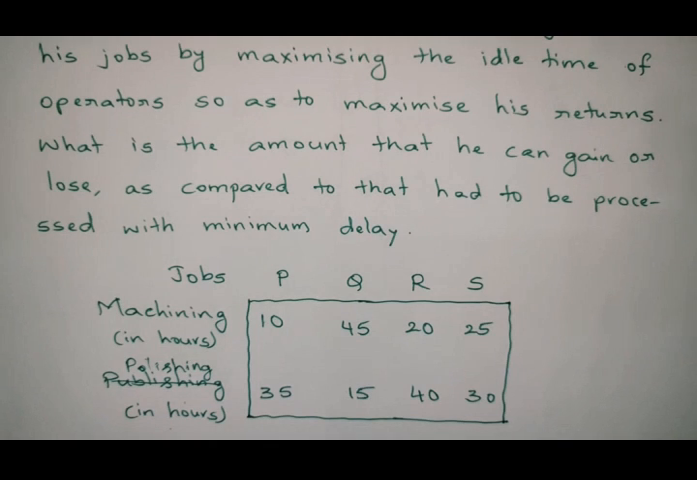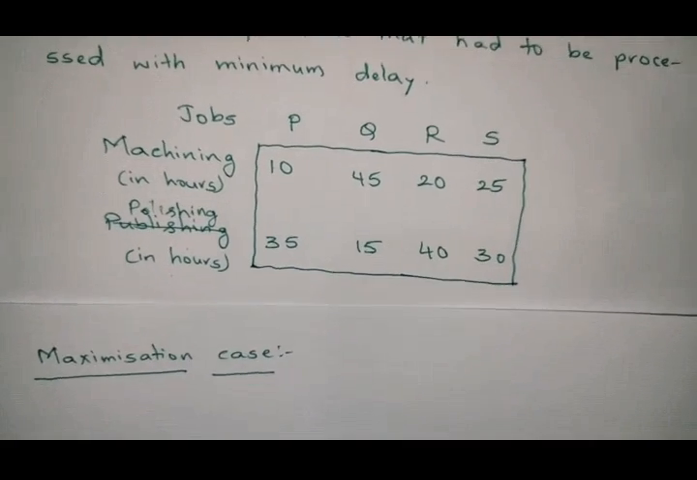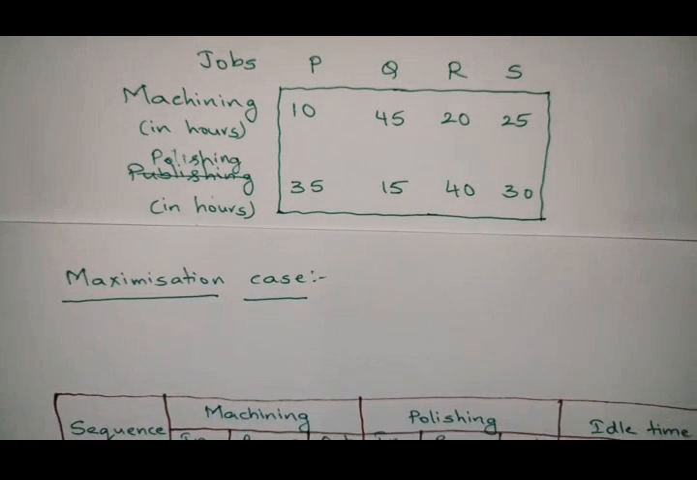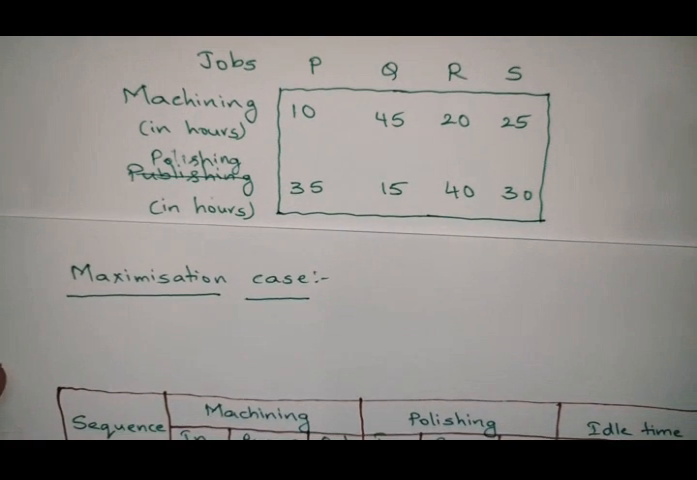In any case, for forming the sequence of the jobs, we are going to use Johnson's algorithm, and that is the only one we have in order to form the sequence of the jobs. So here I am going to solve the problem first in the maximization case type. First of all, we need to form the sequence in a maximization case.